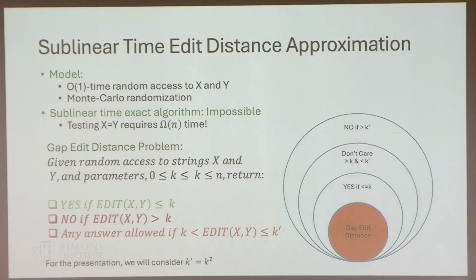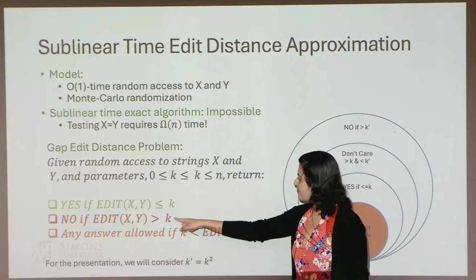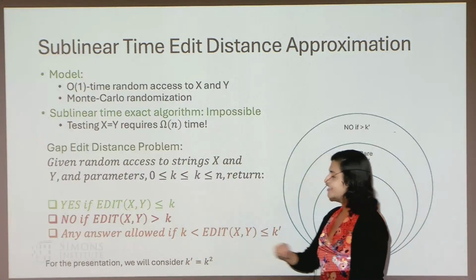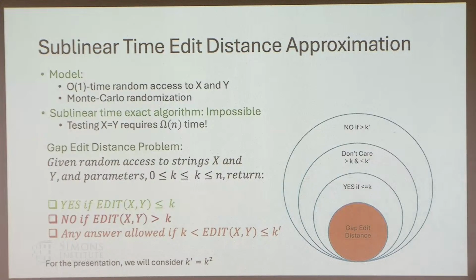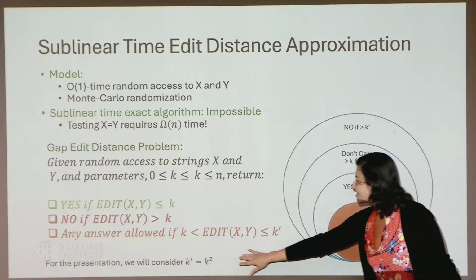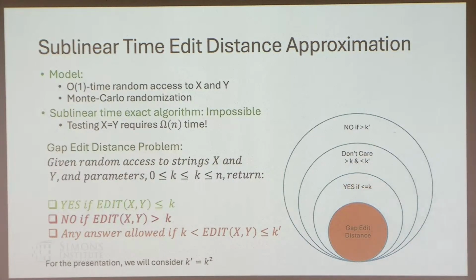Okay. And for our presentation, what we are going to focus on is when this upper bound, this k prime, is k squared. So the problem that we are going to study here is: given 2 strings x and y, whether the edit distance between these 2 strings is less than k, which is a parameter, or whether the edit distance is greater than k squared. So that's the gap edit distance problem. It's called the quadratic gap edit distance problem. That's what we are going to study. Of course, k squared is nothing special. You could have considered anything else, but just for simplicity, we are going to consider that.